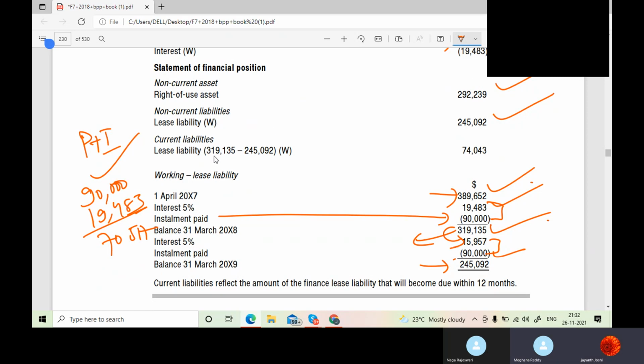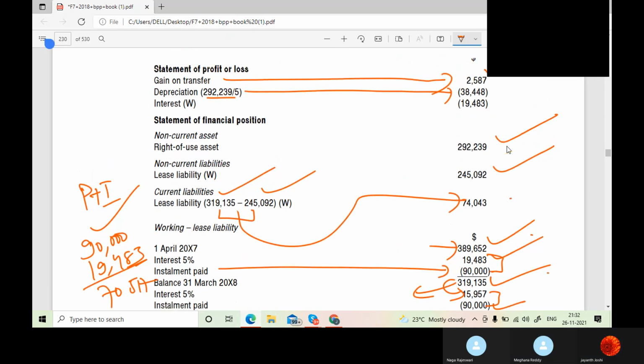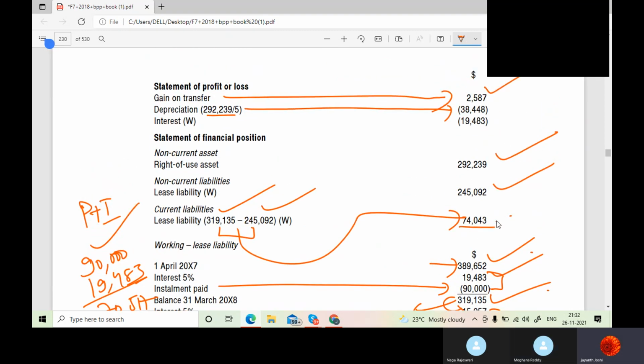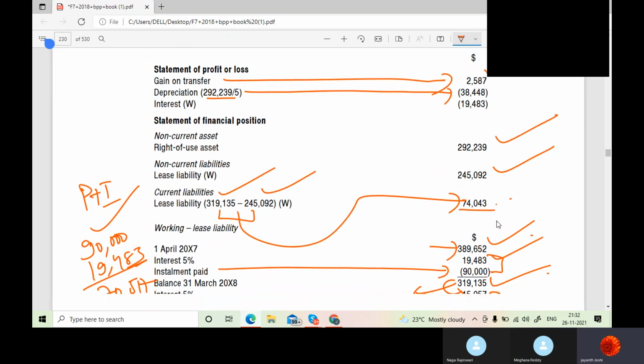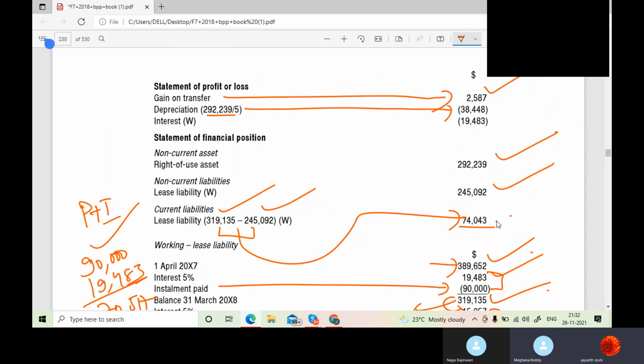Now, what is your current liability? This is your long-term liability. This you have to repay till the end, and this is your next year liability. That means something you settled or something you need to pay. That difference is your current liability for that year. This is the principal payment you need to make, the difference. Oh, yes, sir.